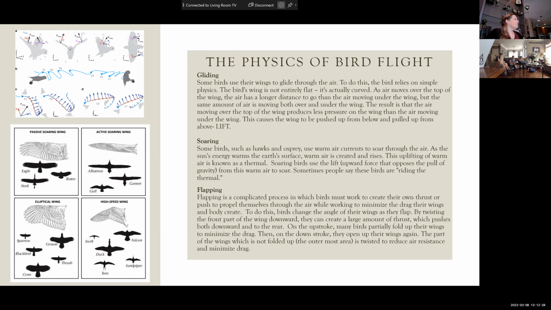Flapping is pretty self-explanatory. A lot of times it's just getting off the ground, right? But if you watch the way that they move their wings, they can take advantage of folding their wings in two different ways and push down. They get more thrust. Pretty fascinating.